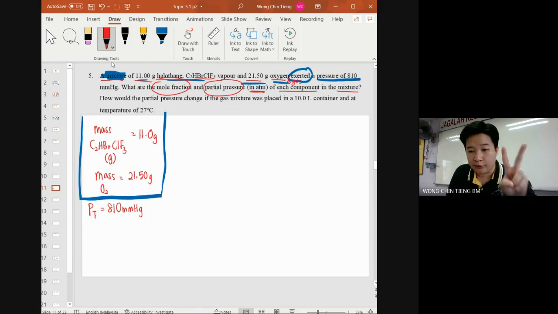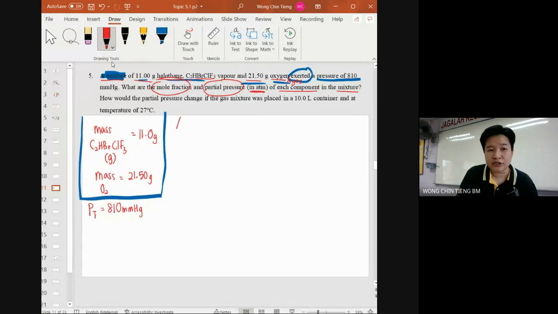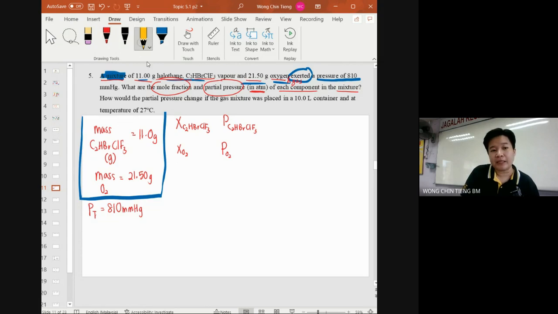I have two components in that. So let's see what the question is asking for. The question is asking for the mole fraction of C2HBrClF3 and also the mole fraction of oxygen gas. The question also asks for the partial pressure, so we are also looking for the partial pressure of these. The way to write mole fraction is to label it with the substance as a subscript. Same for partial pressure, label it with the subscript of the substance. So there are 4 things we need to find, guys.